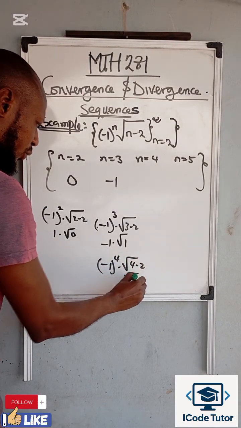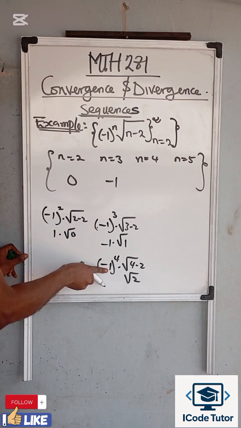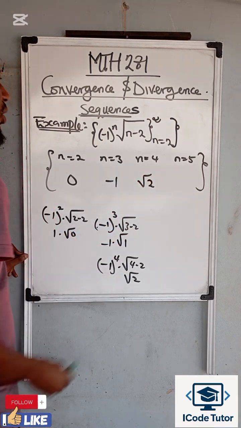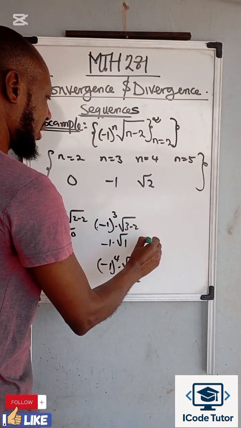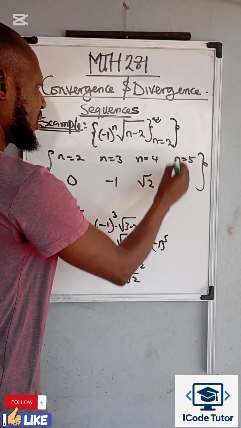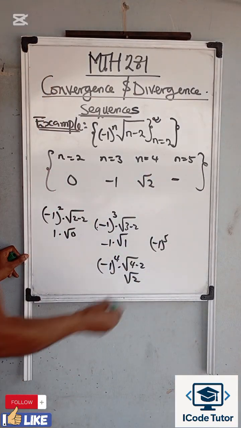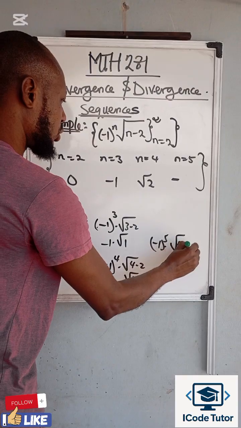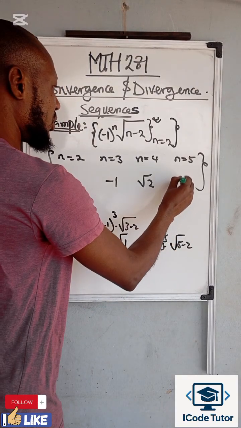This one will be square root of 2. Now don't forget, this one will be positive, square root of 2. Now the next one, n equals 5. That's minus 1 raised to power 5. Don't forget, this one will be what? The negative numbers. Into square root of 5 minus 2. 5 minus 2 is 3. And this one will be square root of 3.